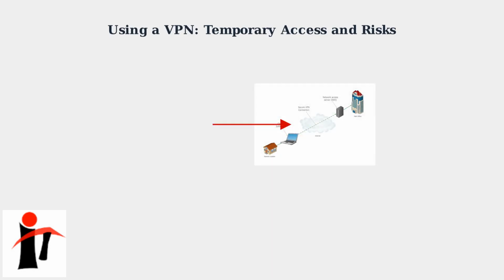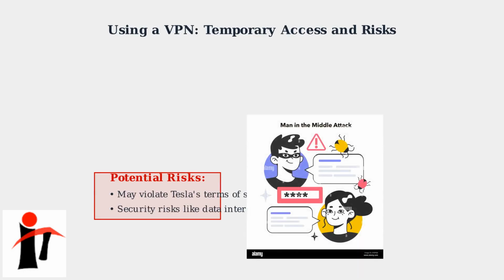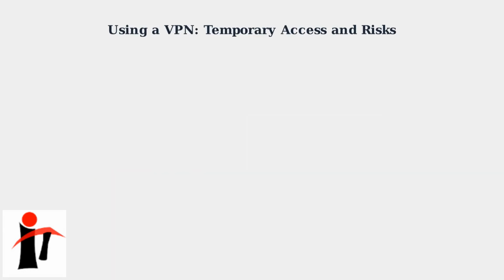Once connected to a VPN server in a supported region, open the Tesla app and check if the 406 error is resolved. This secure connection diagram shows how your device connects through the VPN to Tesla's servers. However, using a VPN may violate Tesla's terms of service, potentially leading to account suspension. It also exposes you to security risks, such as data interception by malicious actors.